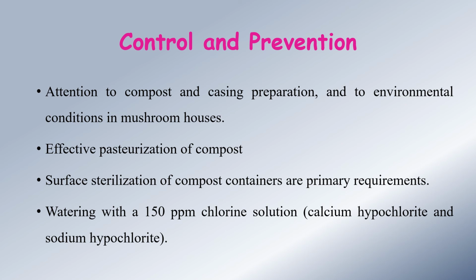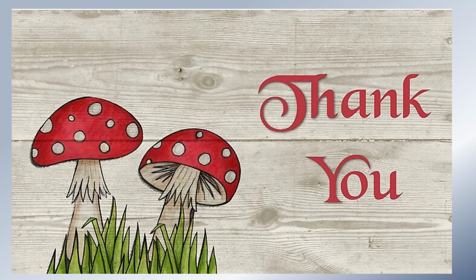So we give much more attention to compost and calcium soil preparation, and we should use properly pasteurized compost and calcium soil, properly sterilized paddy straw and sterilized equipment. For watering and irrigation we use chlorinated water, which contains calcium hypochlorite and sodium hypochlorite. When we follow these instructions, we can strongly destroy drippy gill during mushroom cultivation. Thank you.